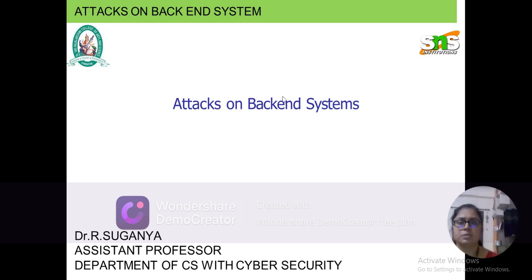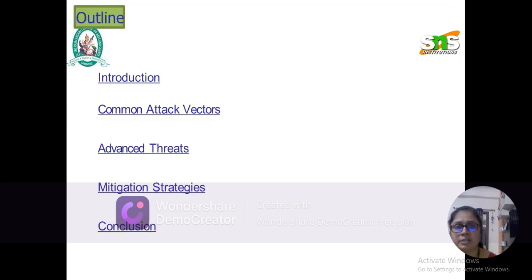Today we are going to talk about the attacks on backend systems. So, what are backend systems? We have many types of front-end applications like Python, C++, Java. For all these applications, we need backend systems. And how are these backend systems affected? They are being attacked. There are some common attacks, and what will be the strategies for these attacks? Let us see today.